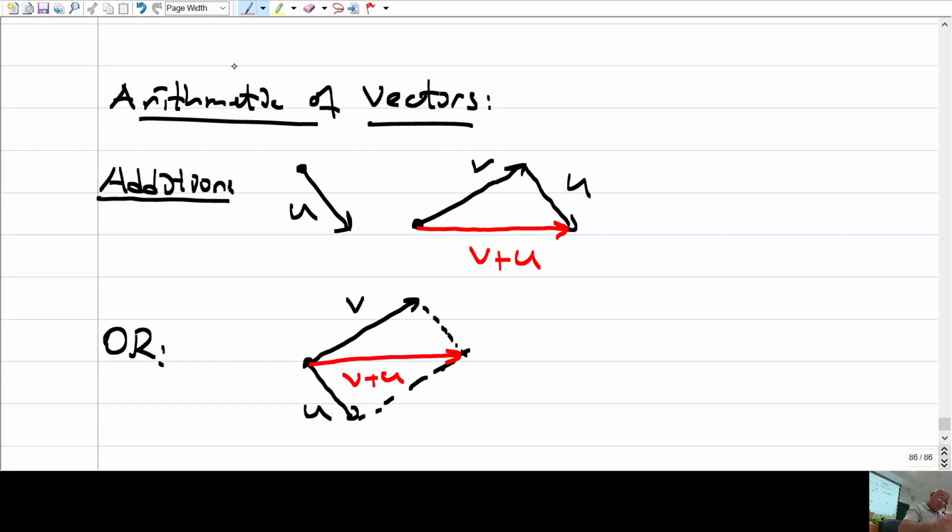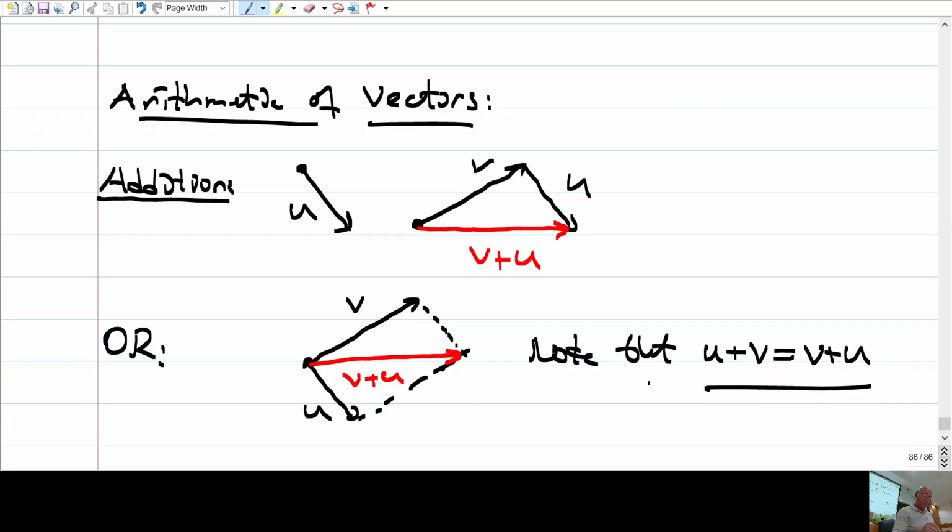From this, of course, observation, note that this operation is commutative. So v plus u is the same as u plus v. It is not clear from the first description, but from this picture it is clear, right? From the second description it is clear that v plus u and u plus v are the same.